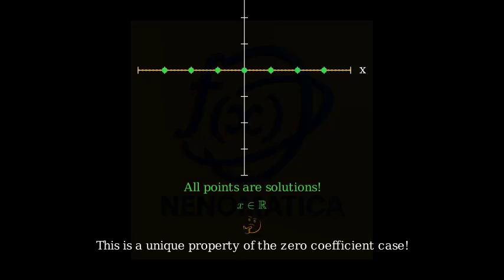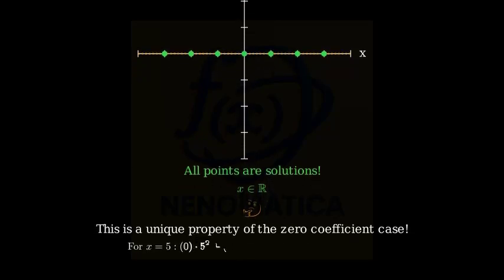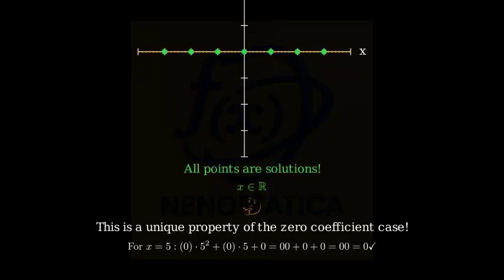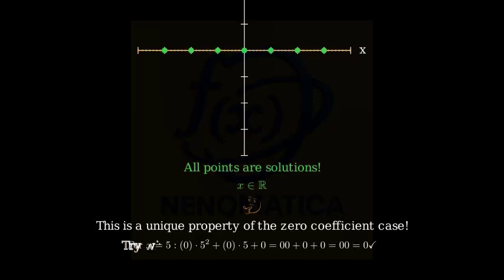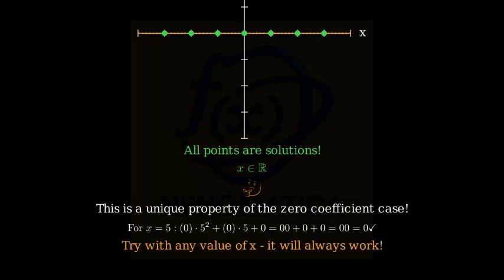Let's verify this with a specific example. If we substitute any value, say x equals 5, into our equation, we get 0 times 5 squared plus 0 times 5 plus 0 equals 0. This simplifies to 0 equals 0, which is true. We would get the same result for any value we substitute for x. This confirms that every real number is indeed a solution.